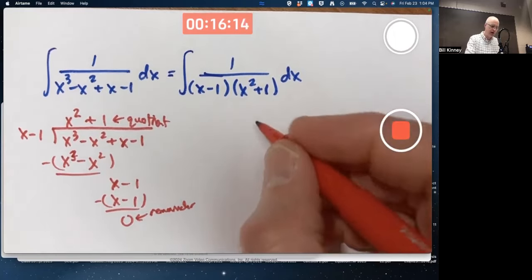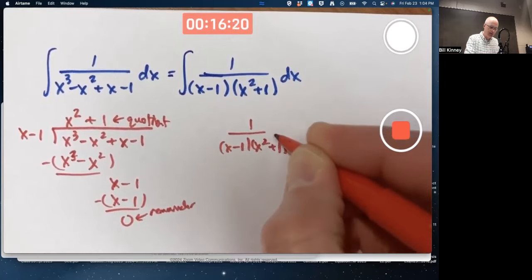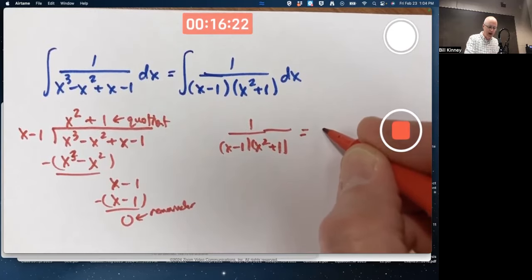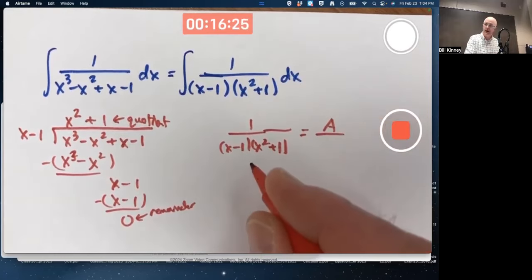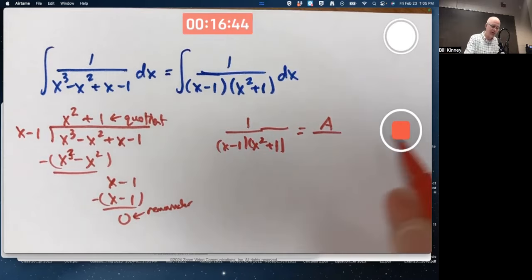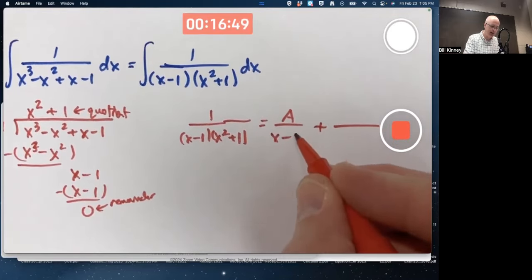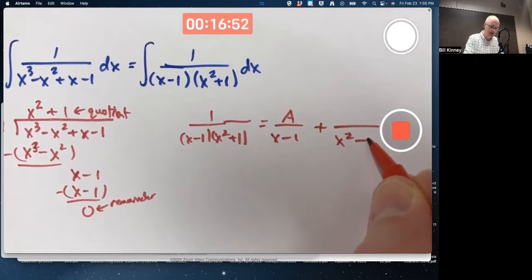We take the function we're integrating, 1 over x minus 1 times x squared plus 1, and we try to break it apart into two pieces. If, by the way, the denominator were a product of 3 linear terms, like maybe x minus 1 times x plus 2 times x minus 7 or something, you'd want to break the fraction into 3 different fractions with numerators A, B, and C. But here we have 2 factors, and so we use 2 fractions, one of which does have a denominator of x minus 1 and the other x squared plus 1.